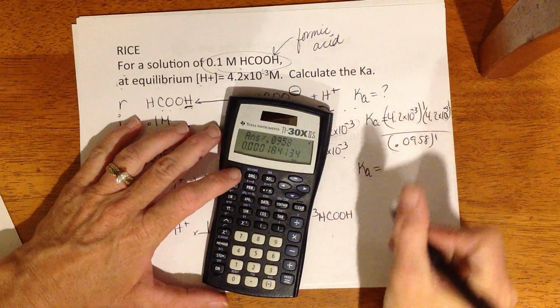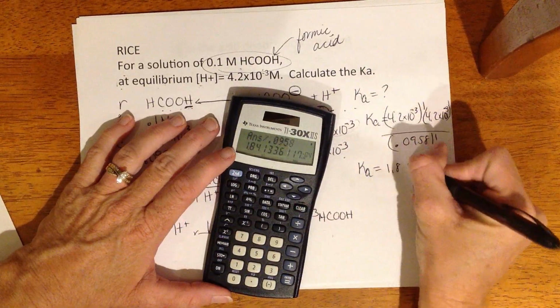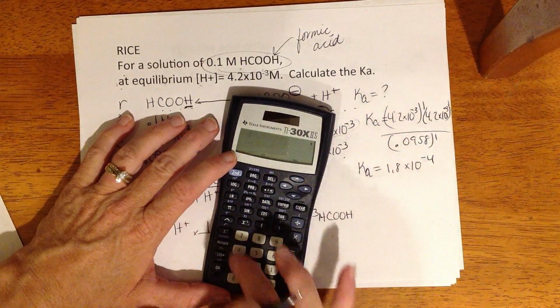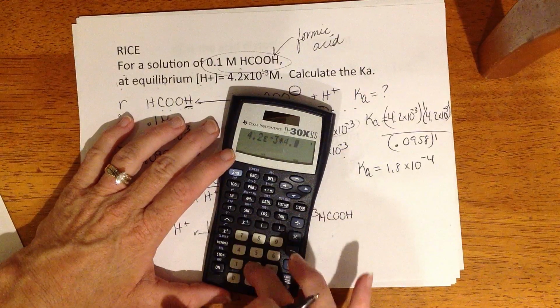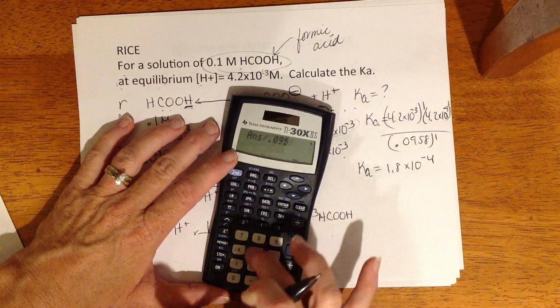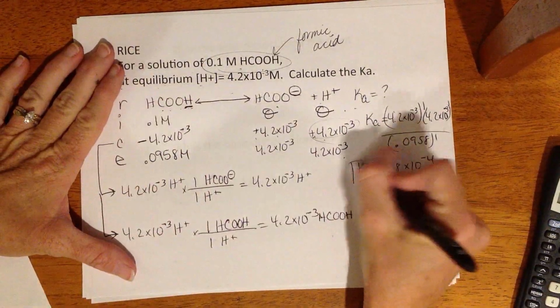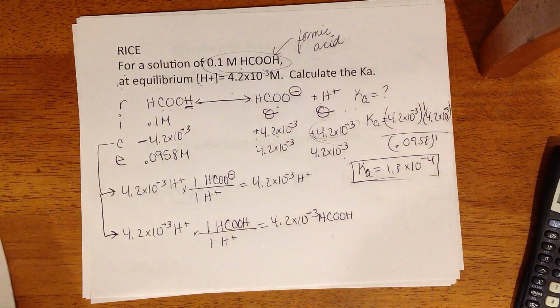You know what? Sometimes it's nice to do the math twice, because you saw how I punched the stuff in wrong. So let me do it one more time. Ah, good. That's actually the answer to the question. So RICE with acid bases. You're so ready for AP Chemistry.